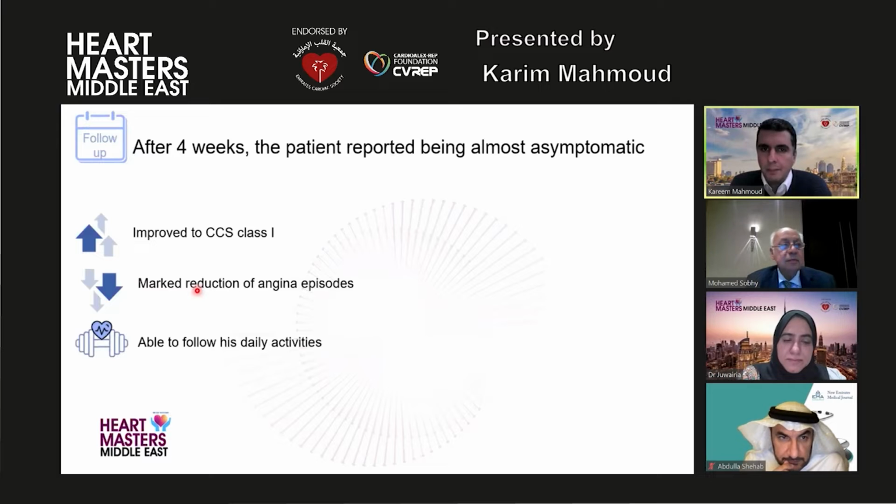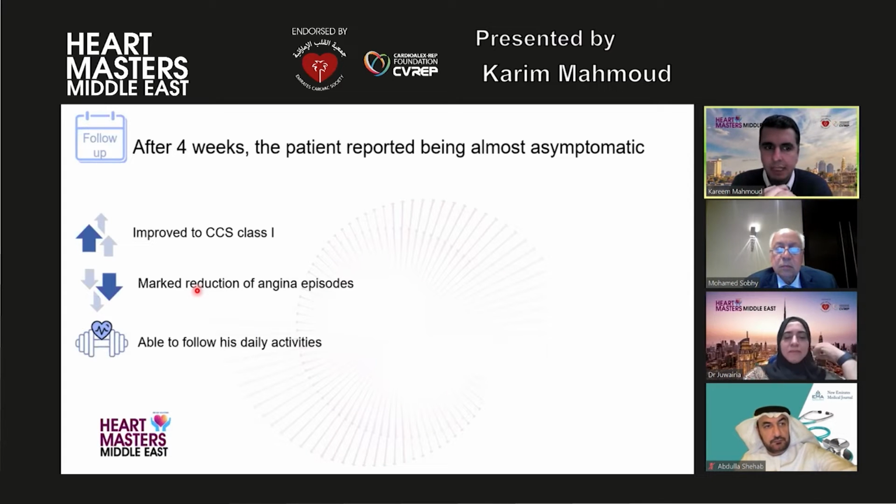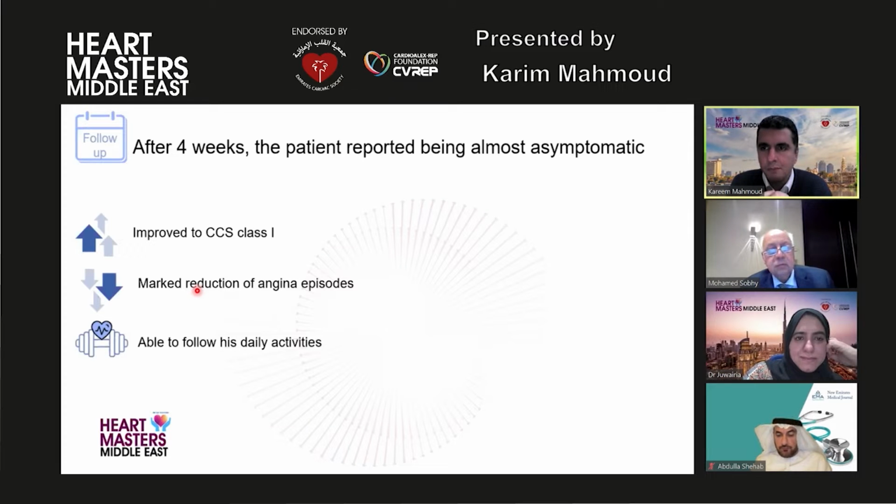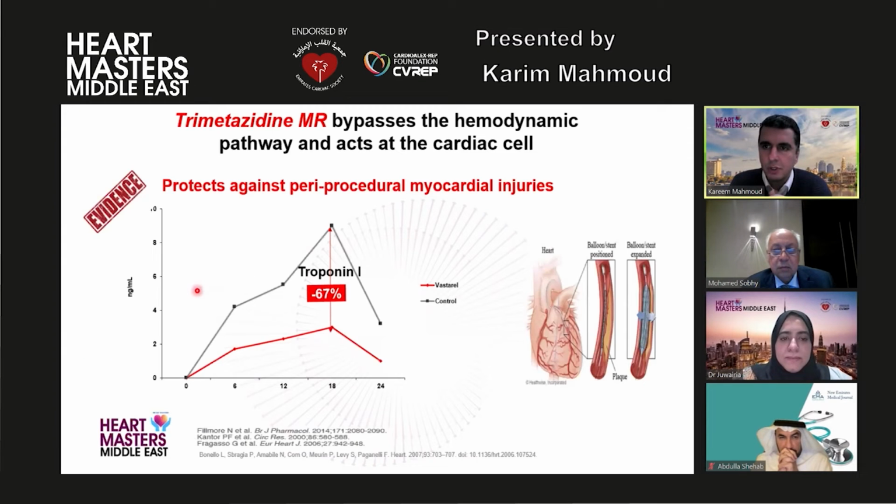So back to our patient, actually adding anti-anginal treatment with another mechanism acting on the cell metabolism helped this patient and improved the angina class. The patient also had a marked reduction of angina episodes, even when he was physically active, and he can regain his physical activity and he can walk and exercise again. And he was able to follow his daily activity as we mentioned. So this is very important for the patient to control his symptoms. It's very important to the patient with chronic coronary syndrome.